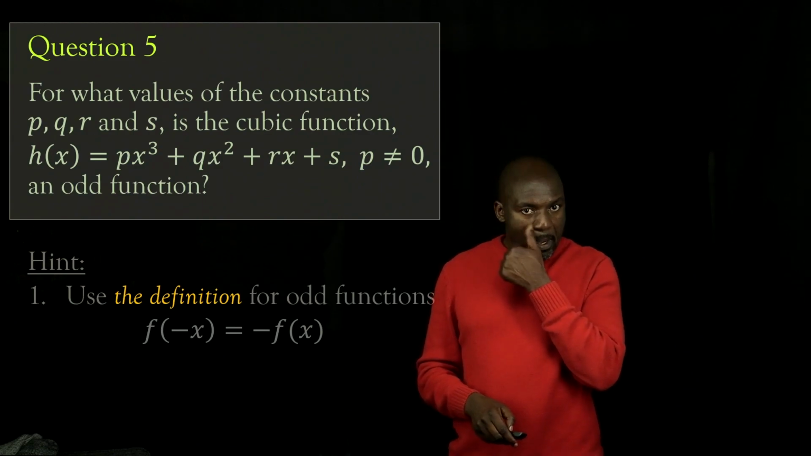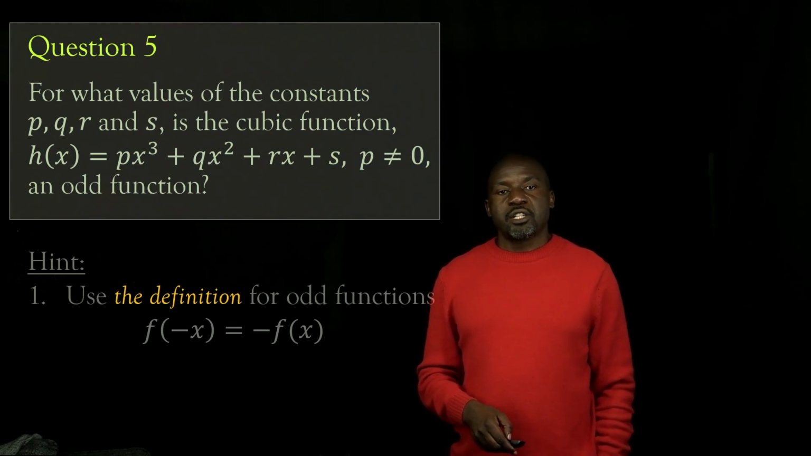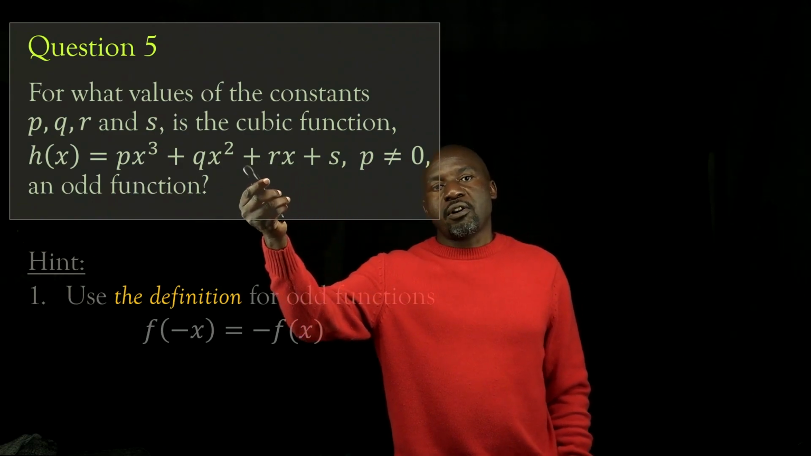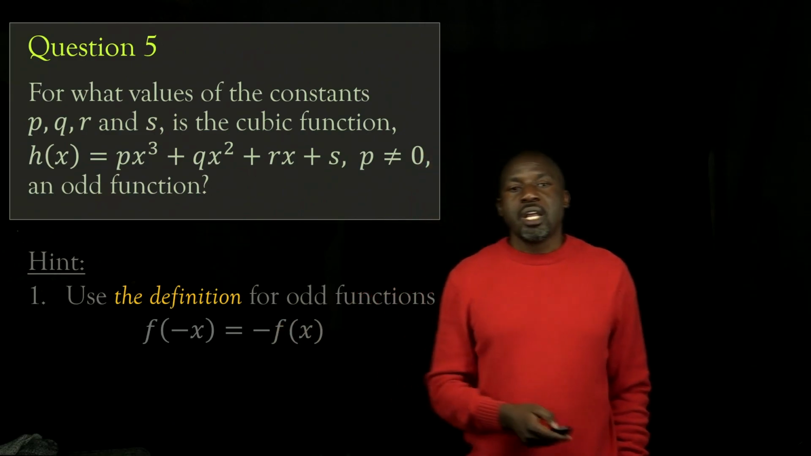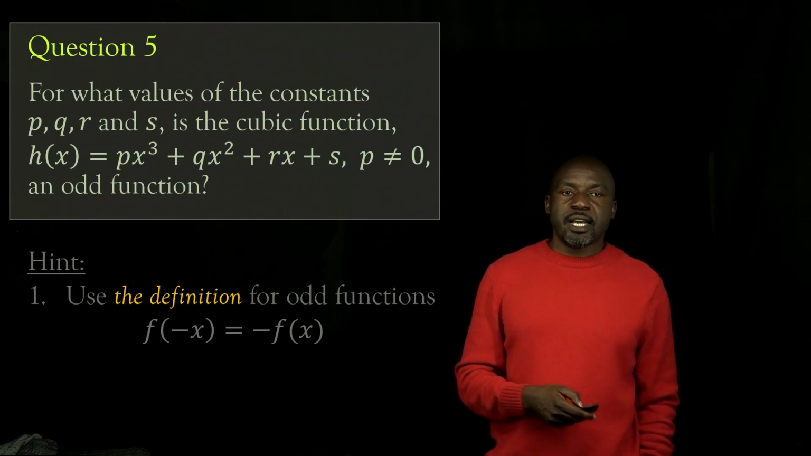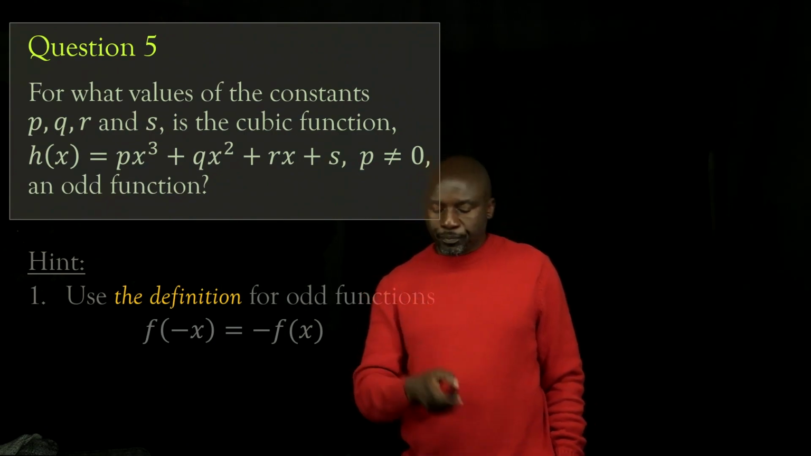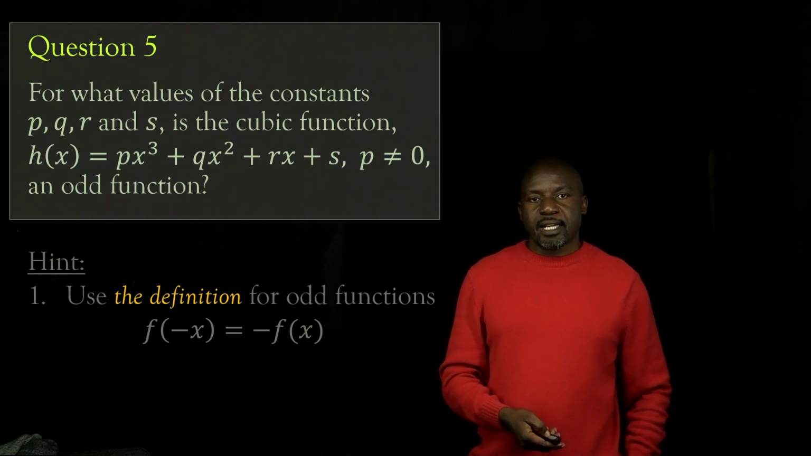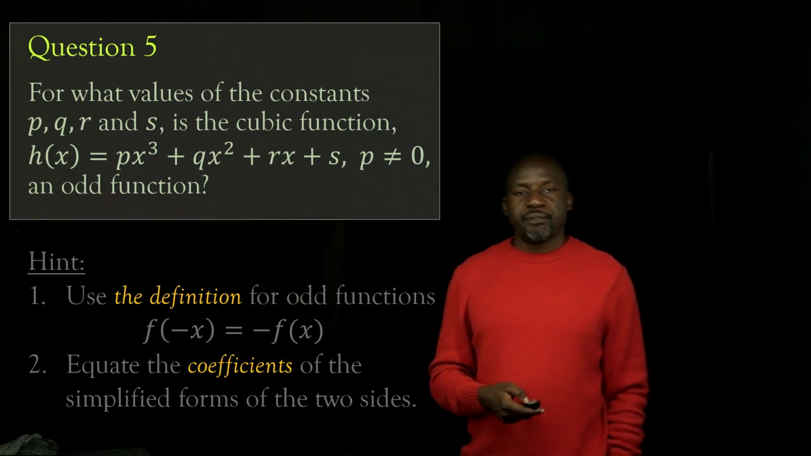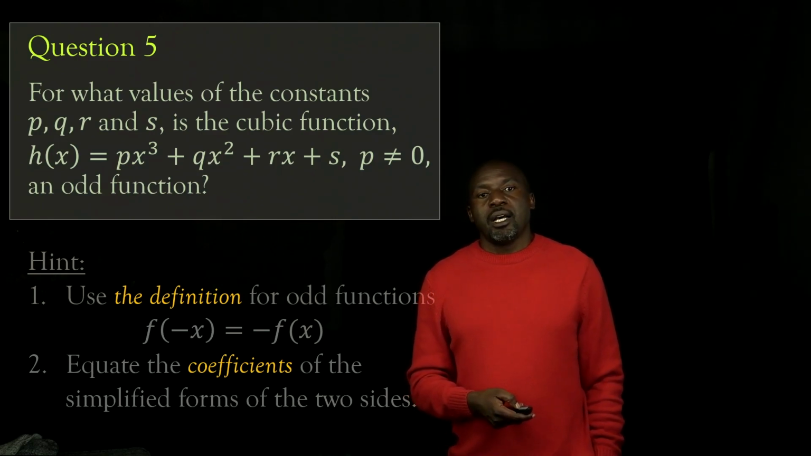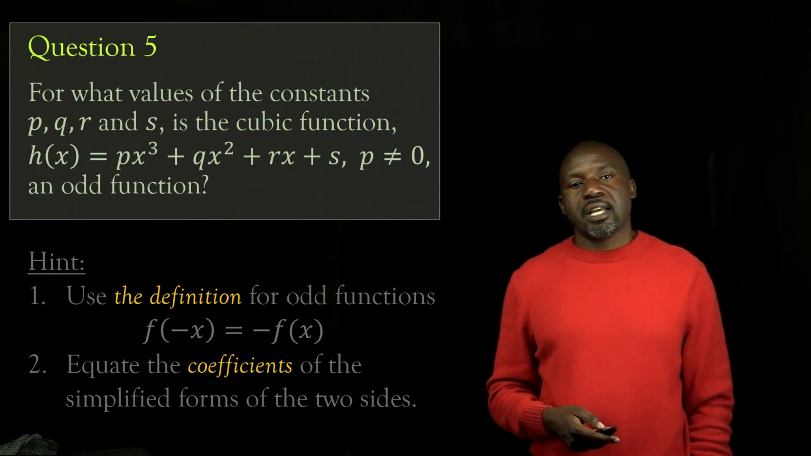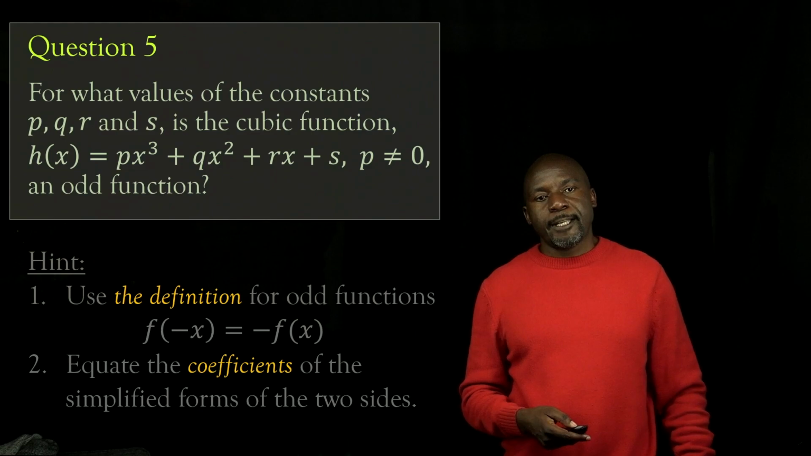So we need to find an expression for h of negative x. In fact, we are told that this is an odd function, so this must be true, and so we need to find the relationship, compare the left-hand side and the right-hand side, compare the like terms, or the coefficients of the like terms. Now, equate the coefficients and then compare the simplified forms. If you do that, this is what you need to do. So pause the video and try to do it and see if you end up with the same result that I'm going to give shortly.